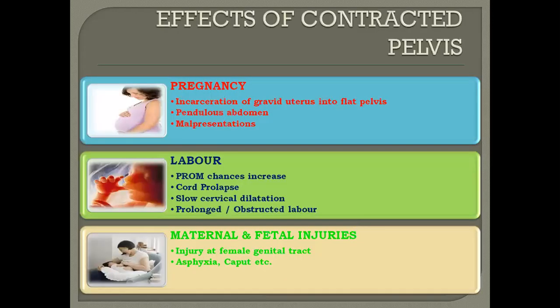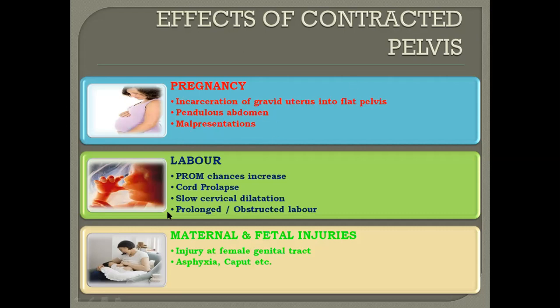Now, the effects of contracted pelvis. What are the effects? In pregnancy, due to contracted pelvis, there can be incarceration of the gravid uterus into the pelvis. The uterus becomes fixed and narrow because it doesn't have any space. Then pendulous abdomen. Then malpresentation. So these problems can arise during pregnancy: incarceration of the gravid uterus, pendulous abdomen, and malpresentation.